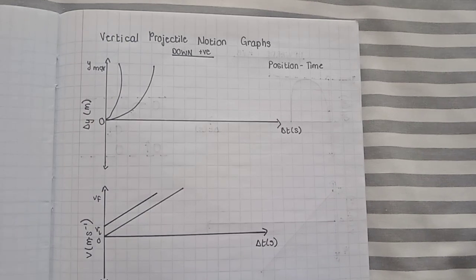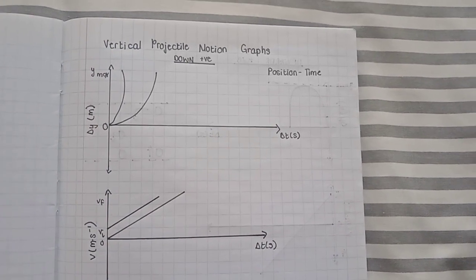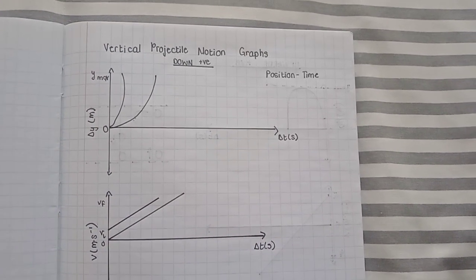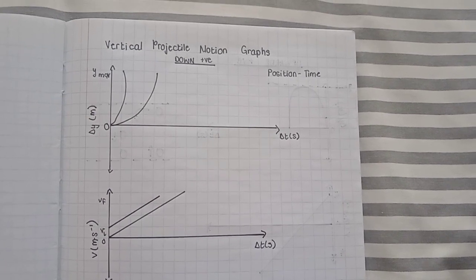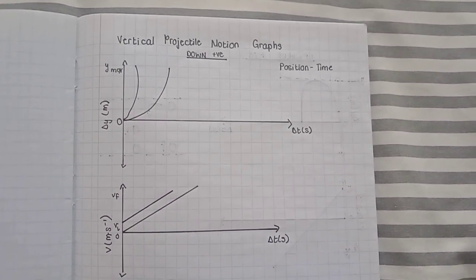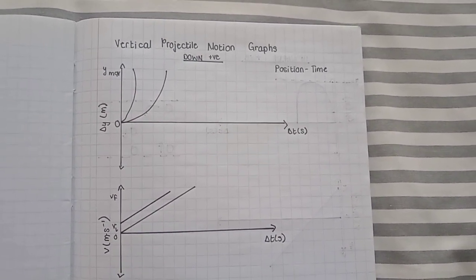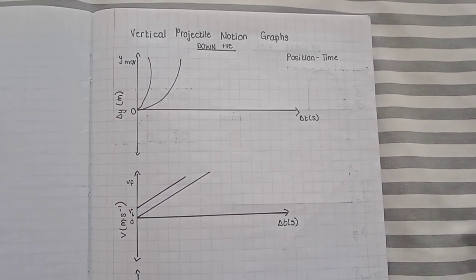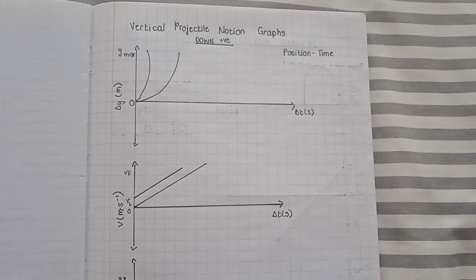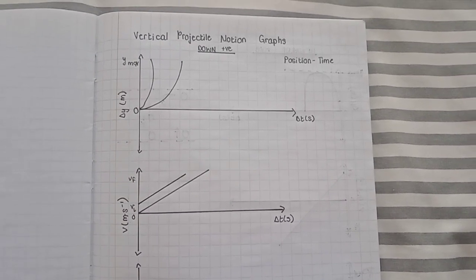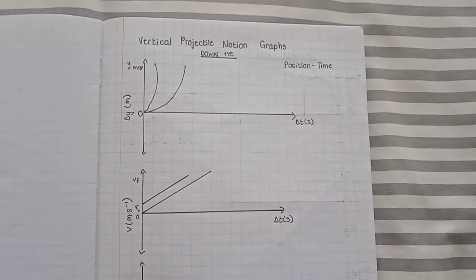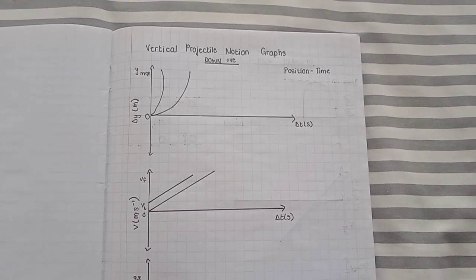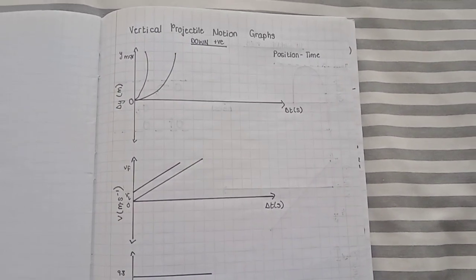In this video today, we're going to be covering vertical projectile motion, and I'm going to be discussing the three types of graphs and how a certain object would behave depending on how it is moving in motion. This is going to be a three-part series, so this is part one. We're going to take the instance where we take position down as positive.